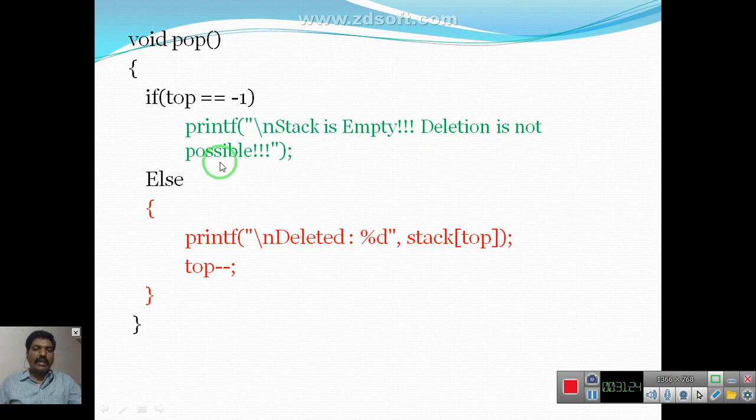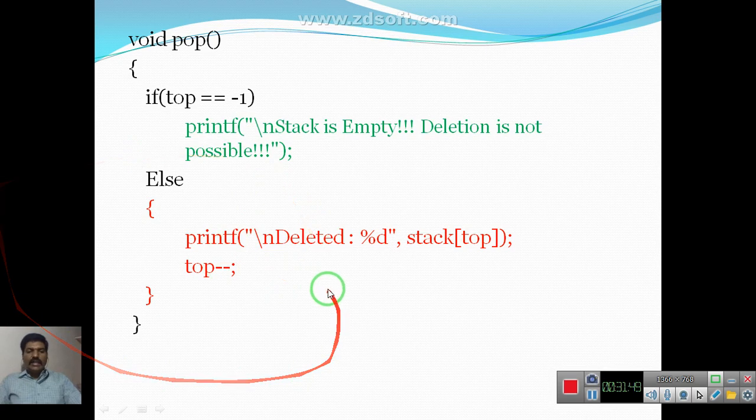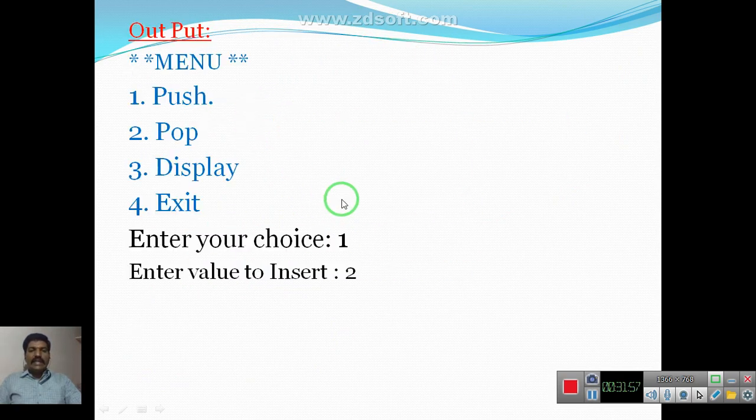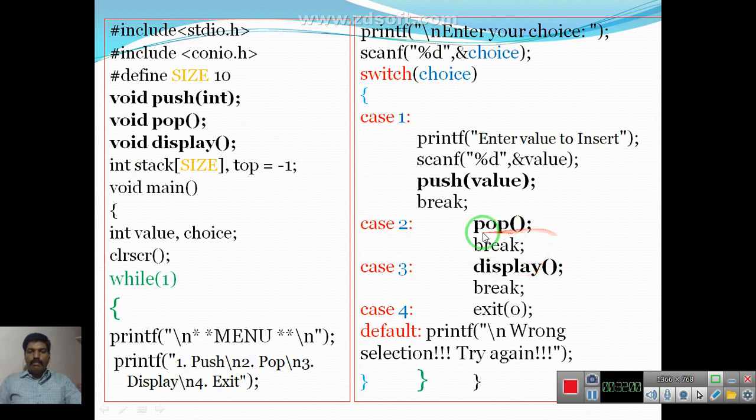If there is at least one element, this condition fails, and then the else body will execute. Inside the else body, we simply print the top element in the stack. After printing or deleting, we move the top pointer to the next location to indicate the top element. That is why we are decrementing the top pointer. After executing void pop, it returns to the same pop line. Then break is there. Now the switch case is broken.